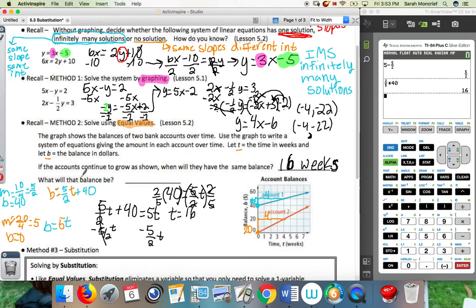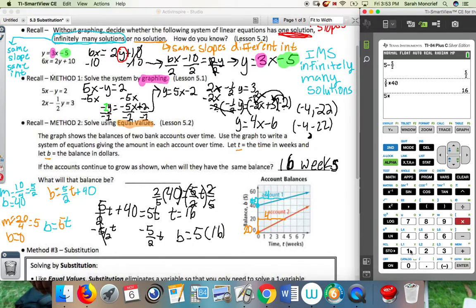All right, and now I want to know what the balance will be. I'm hoping you're all remembering how I can find that b once I have a t. We'll just plug it into these equations. Which one do you want to use, the first one or the second one? Personally, I would use the second one because it doesn't have an initial value and all we're doing is multiplying by 5. Whoever had that idea was great. So we have b is equal to 5 times 16. And what do we get when we multiply 5 times 16? We get 80, so b is equal to 80.